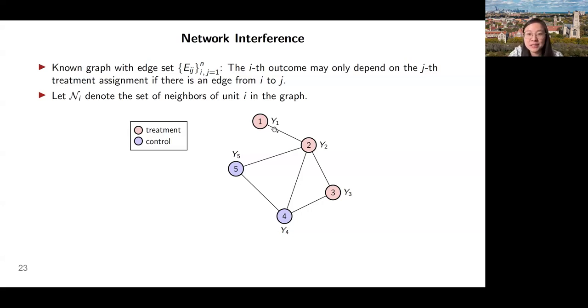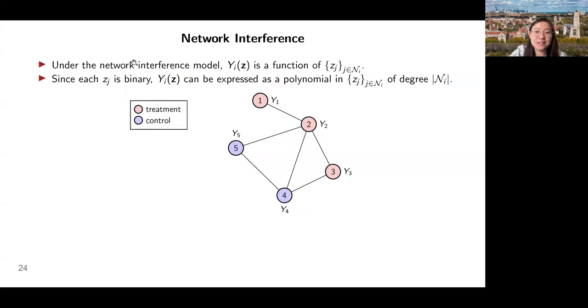So this is a very simple example of this graph. Let's say that we have 5 units, and in this case, 4 is friends with 2, 3, and 5. This network interference model is saying that because of interference, the outcome of 4 depends on their own treatment. It also depends on the treatment of 2, 3, 5, but it doesn't depend on the treatment of 1, because they're not friends and they don't talk to each other. And a bit of notation: N_i denotes the set of neighbors of unit i in the graph, and we assume that unit i itself is also a neighbor of itself.